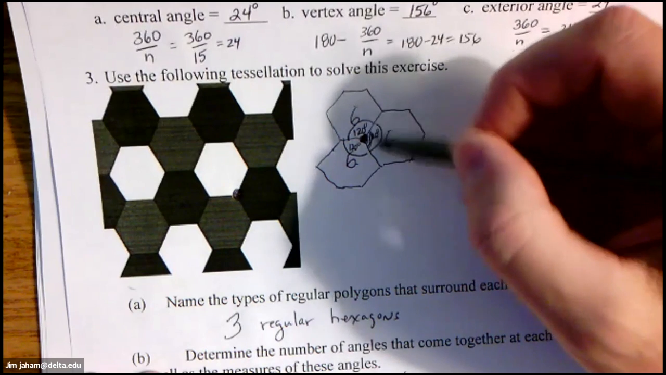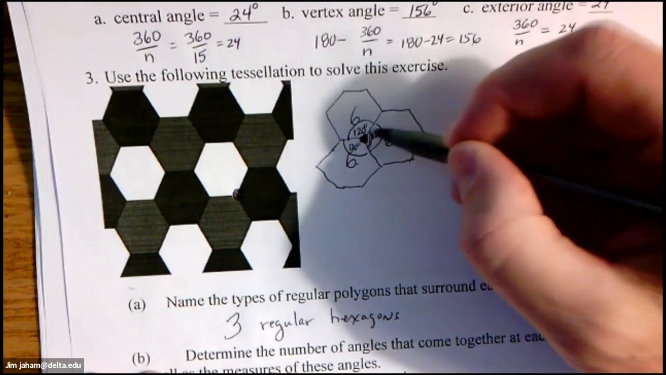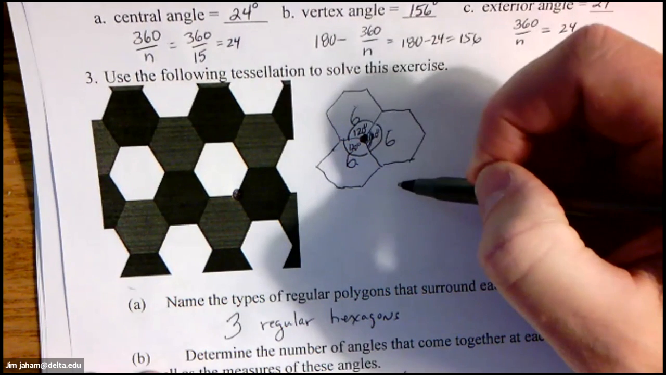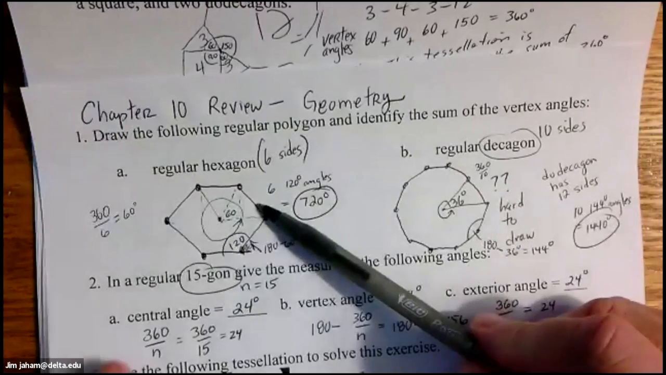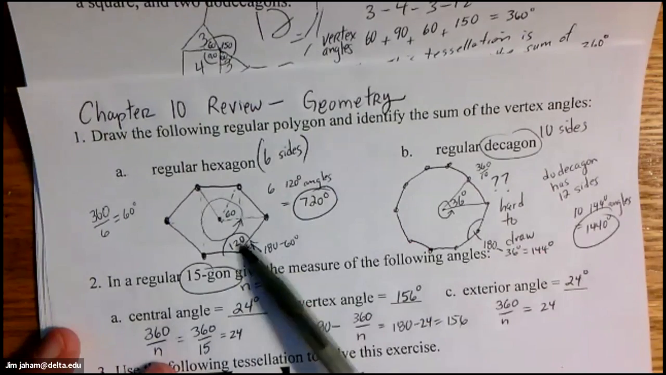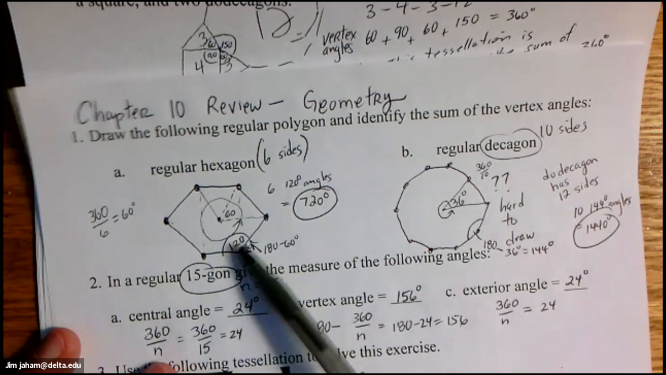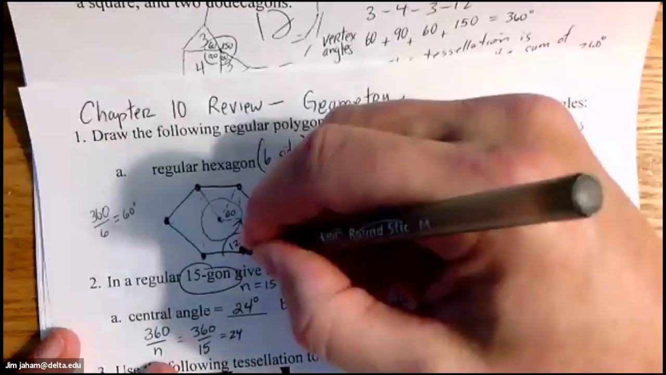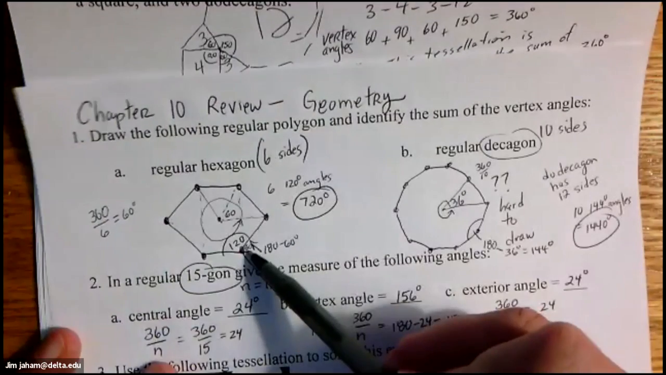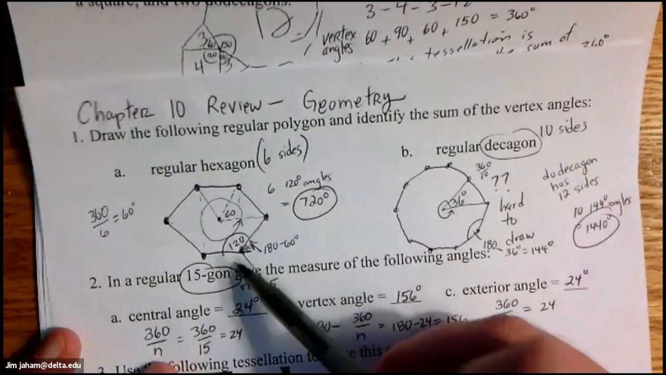And it turns out that in a hexagon, this vertex angle is 120. So up here is the hexagon, and we figured out that this angle here was 120. So 3 of these angles are going to come together right here. 1, 2, and 3.